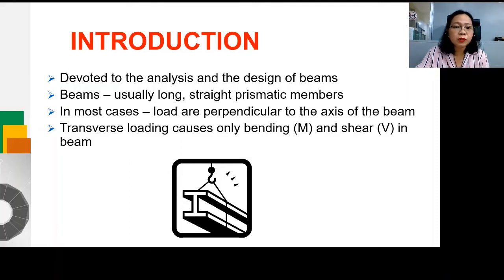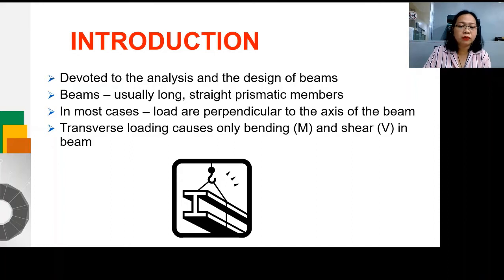So they are usually long, straight, prismatic members. Pasabot, the cross-section of the entire beam is uniform. From one point to another, it's prismatic, it's uniform. It can either be rectangular, circular, or I-beams. In most cases, load are perpendicular to the axis of the beam. So if you have a horizontal beam, then your load applied is vertical. It is perpendicular to the beam.